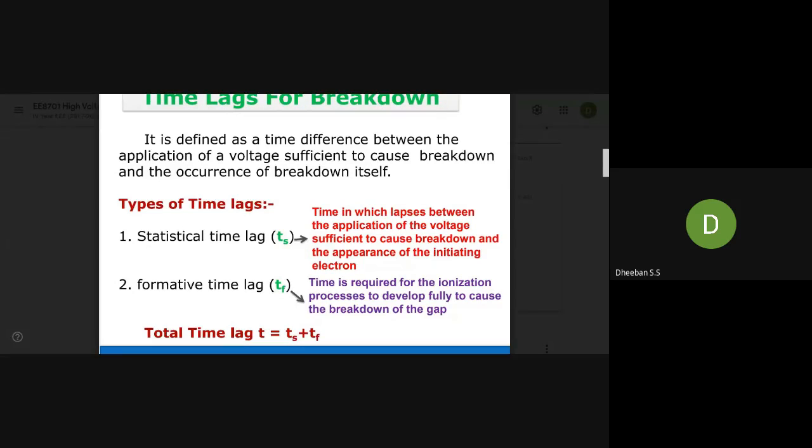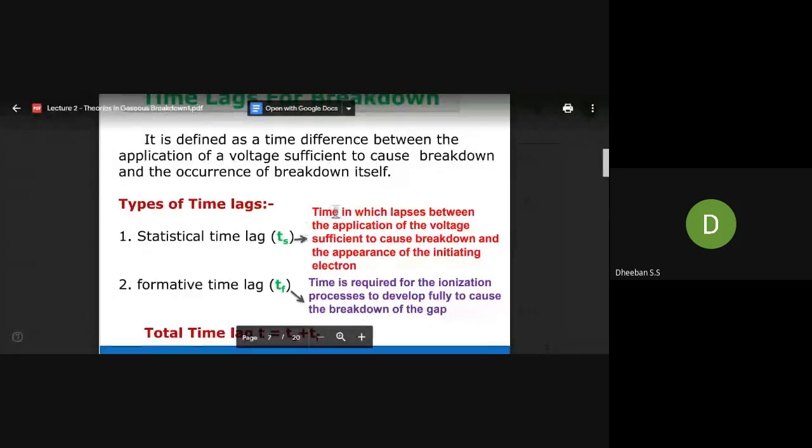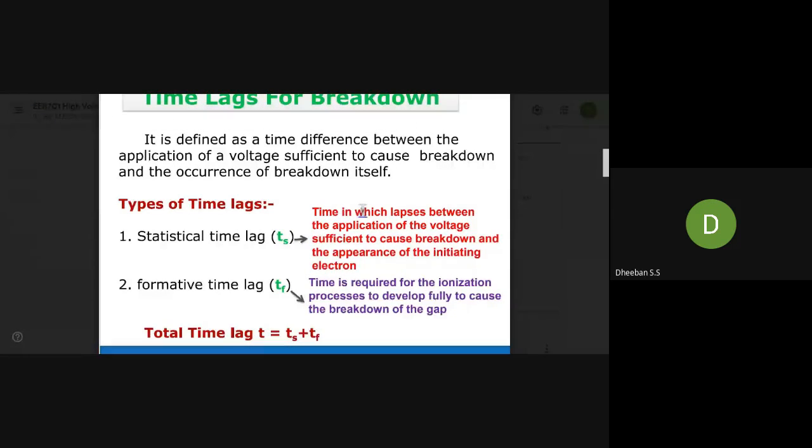So it is of two types: one is statistical time lag and another one is formative time lag. The statistical time lag is the time lag between the application of voltage sufficient to cause the breakdown and the appearance of the initiating electron. So what I have said is the same thing they are specifying: it is the time period up to the particular point where the charges start to develop.